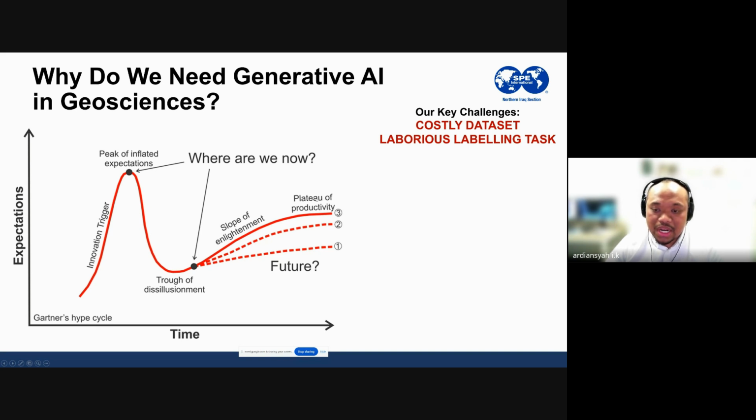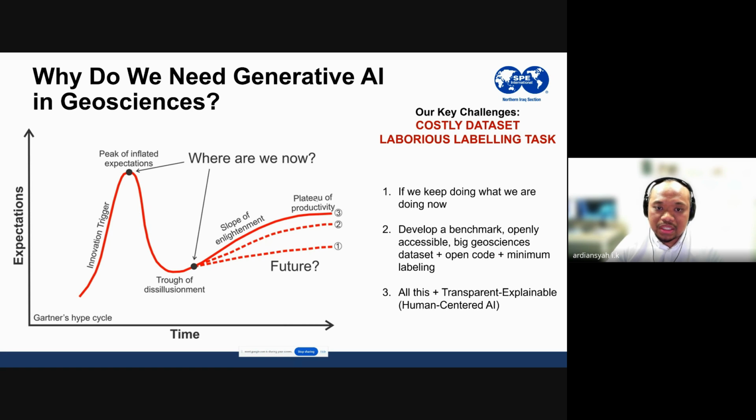So there could be three different scenarios. The first one: if we keep doing what we are doing now, it means that if we just use this technology, try to apply it to get the result, and then move on, I think we'll reach a plateau very soon where we will realize that this technology has huge limitations. But then if we can develop a benchmark open dataset with minimum labeling, this is exactly where the potential will be much more useful for us. And finally, if we can have all this and the model becomes more transparent and explainable, the human or the experts can put more trust in the model and in the results. I think this is where we can really achieve the actual potential of the technology.